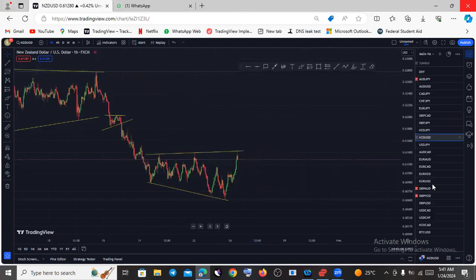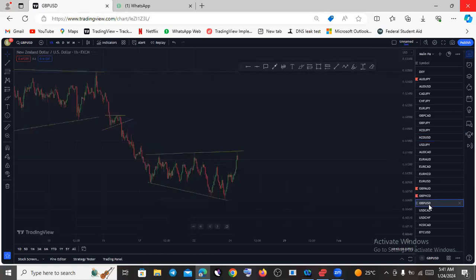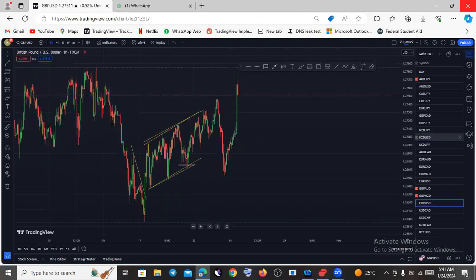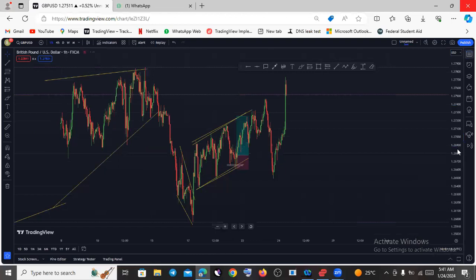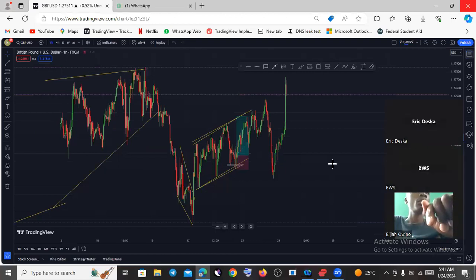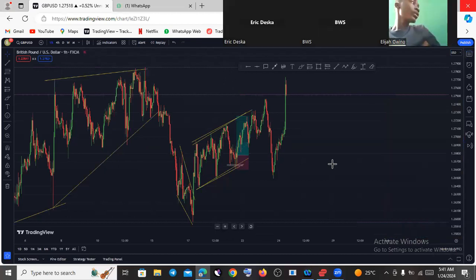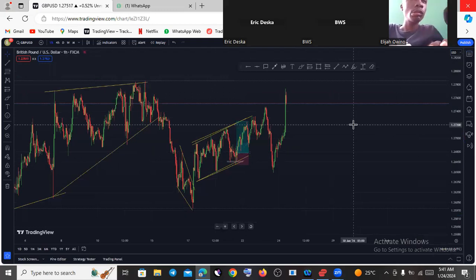Like the one I saw on GBPUSD, I know I saw some I had even traded sometime back. So today we are three, alright.